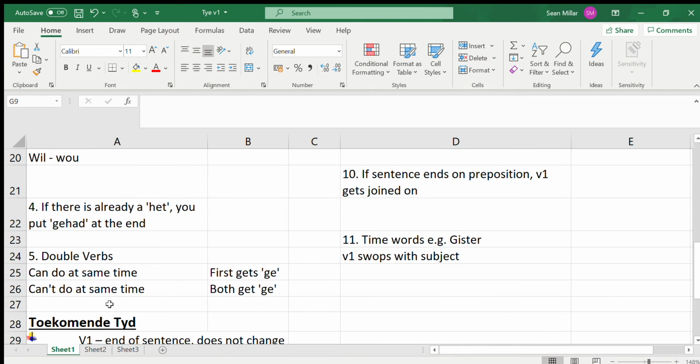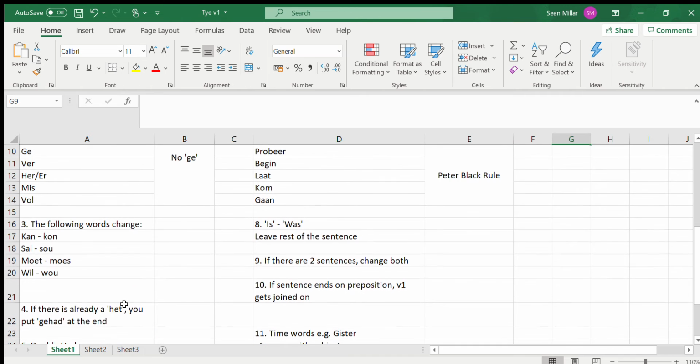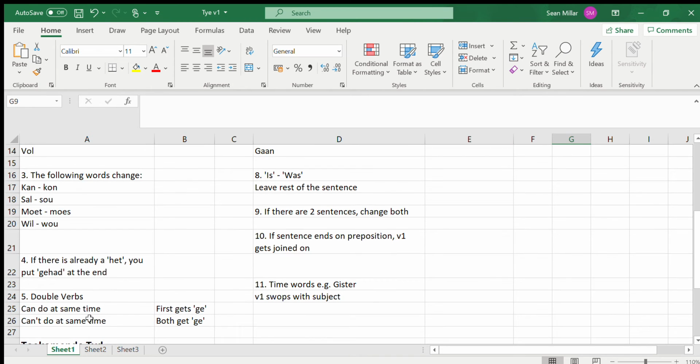Then double verbs. So what I was previously taught, but there is a better rule to think of. What I was previously taught is if you can do the verbs at the same time, then only the first verb gets a g. If you can't do the verbs at the same time, then they both get a g.